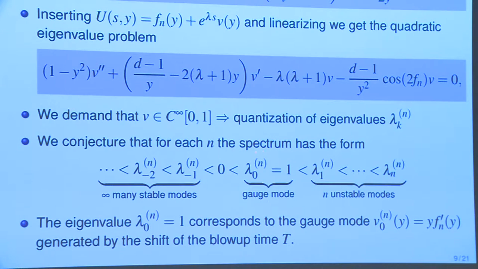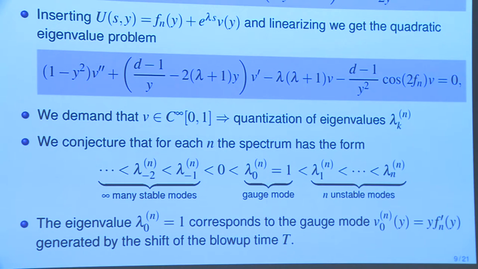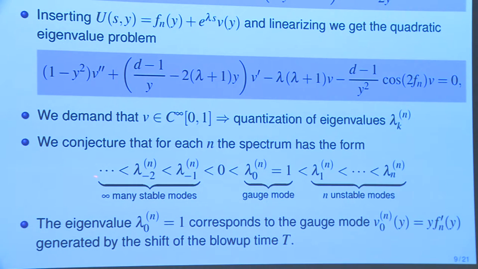First of all, there is a so-called gauge mode, which is always present in similarity variables, due to the fact that we don't know this time capital T. By shifting this time, by time translation, we generate a mode which is explicit and has eigenvalue 1. Even though this eigenvalue is positive, this is not a real instability. That's why it's called a gauge mode. Then the conjecture is that there are exactly n unstable eigenvalues, positive eigenvalues strictly bigger than 1, and there are infinitely many negative eigenvalues which correspond to stable directions.